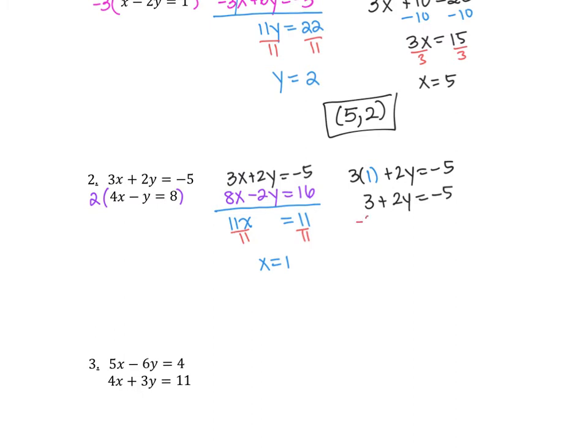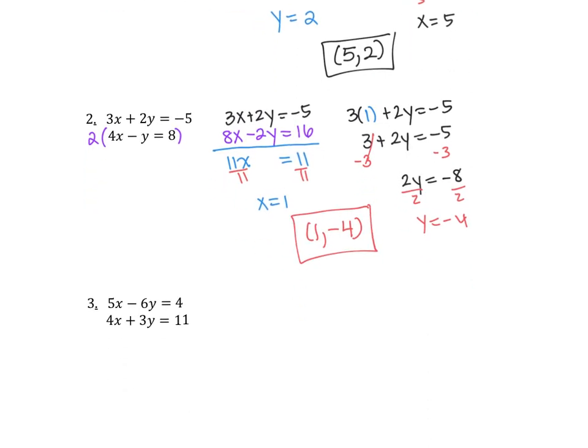Okay, that's a positive 3, so minus 3, minus 8, divide by 2. y is negative 4. And I do write it as an ordered pair. The x goes first, the y goes second.